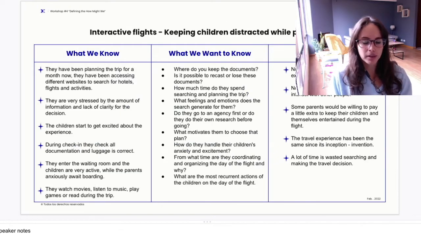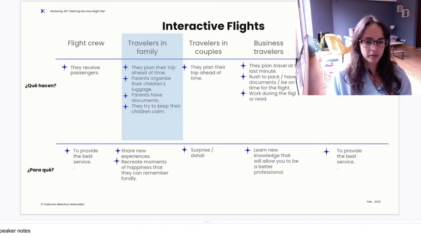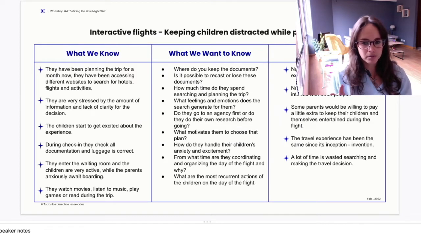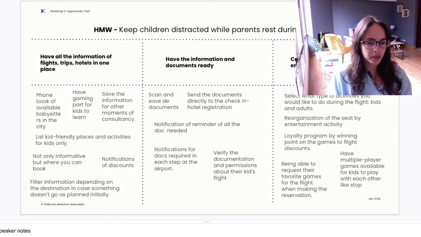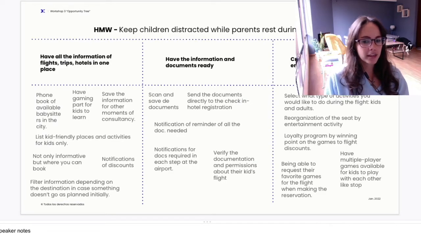Then with the KWL, what we know, what we want to know, and what we learned, we expanded all these ideas that we selected on the mind map. We just went through one line, one type of user, and with that type of user we expanded in these 3 areas, defining more and more opportunities that kept coming up. And then with the opportunity tree, we established the first how might we: keep the children distracted while parents rest during flights.